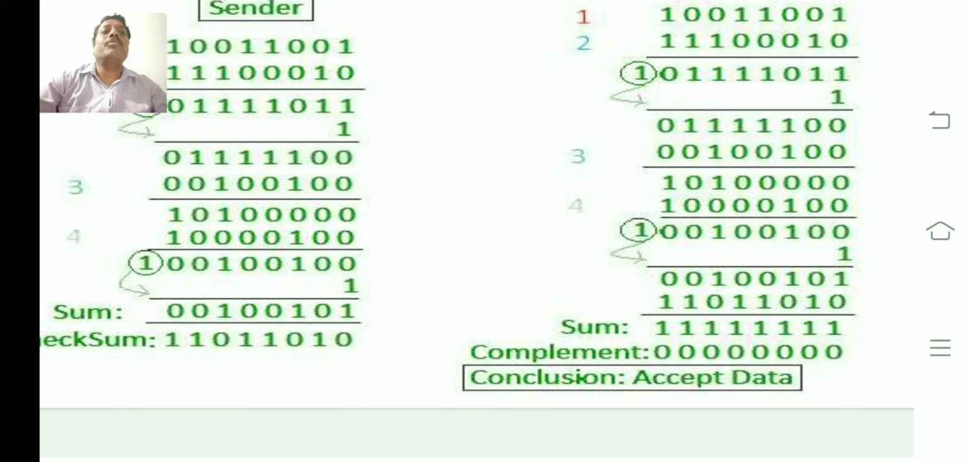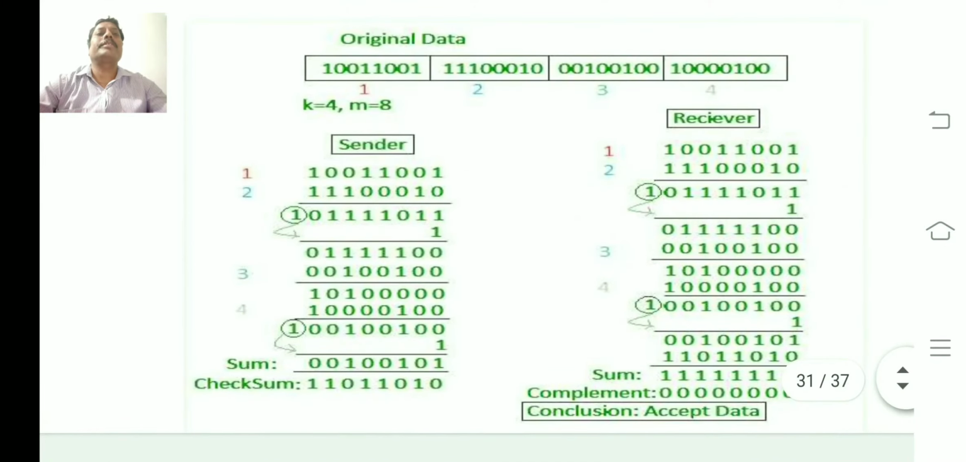Then we need to take the 1's complement. Once again you take the 1's complement. So here all bits become 0. If all bits become 0 after taking the 1's complement, then the data sent from the source side is error free. No error in the data. Okay, this is how we are going to detect an error.